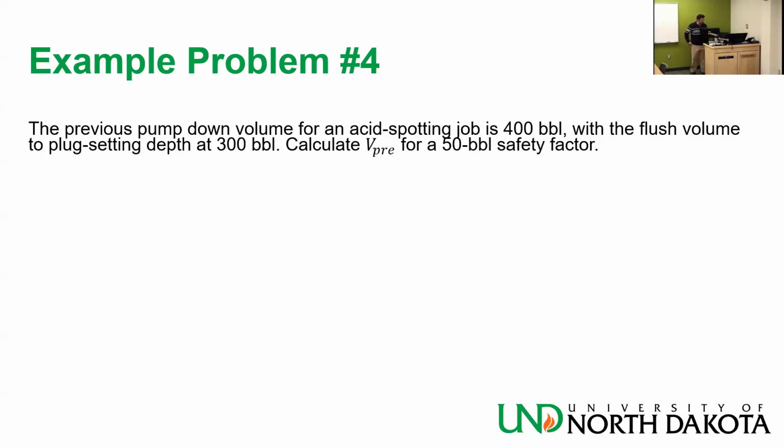Calculate V pre for a 50 barrel safety factor. Remember the equation that we use? Do we know VPD? 400. Do we know VSF? 50. Do you know V flush? 300. So 300 plus 400 minus 50.